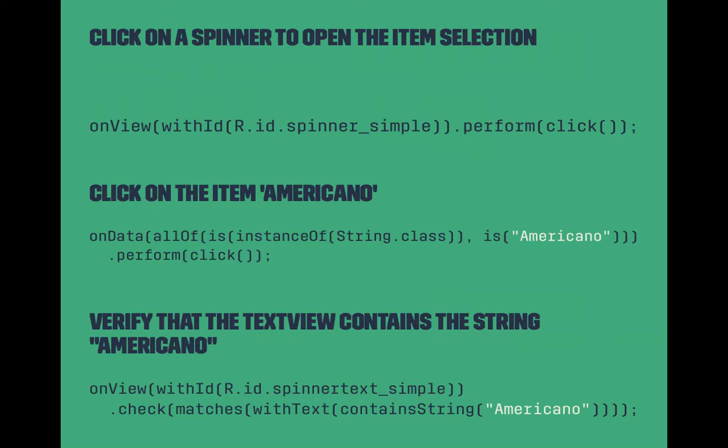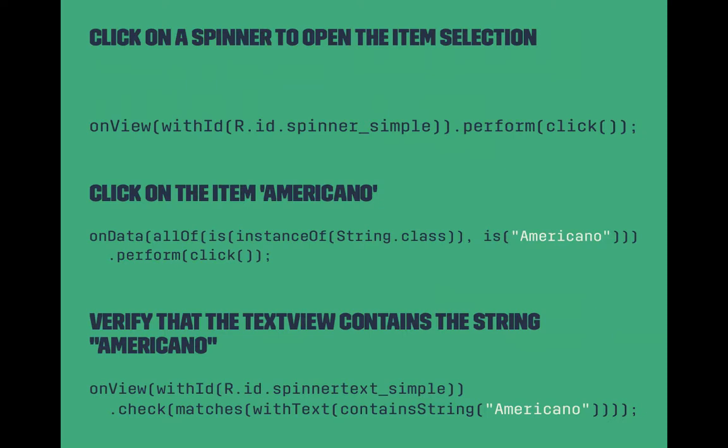So on the view with an ID of r.spinner_text_simple, check that we match text that contains Americano. And so we can actually verify that the actual visual representation is exactly what we expect it to be. And this is really nice because now we can start doing interaction-based testing. This is the actual code that's running on the app. The UI is running, and Espresso is executing against that.